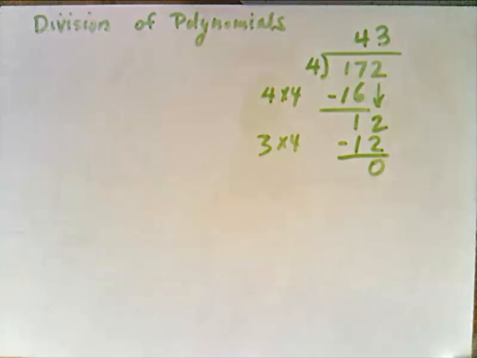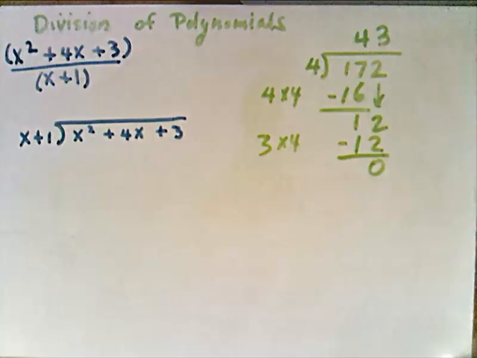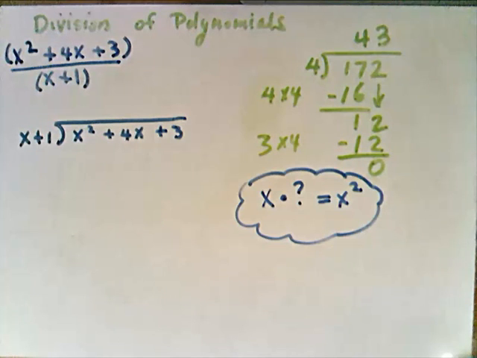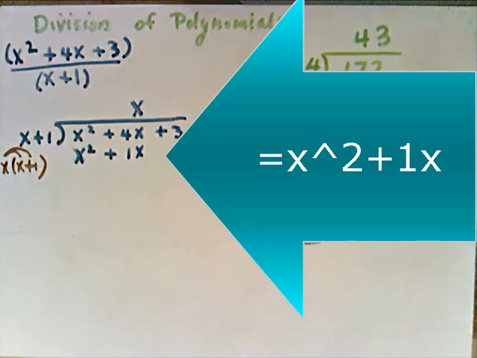Let's compare this now to a polynomial, x squared plus 4x plus 3, and divide it by x plus 1. In the same way, we're going to set x plus 1 as the divisor and set up the long division problem. We ask ourselves, x times what gives us x squared? Well, of course, that would be x. x times x is x squared. So we set up the multiplication here, x times x plus 1, and put the answer below.